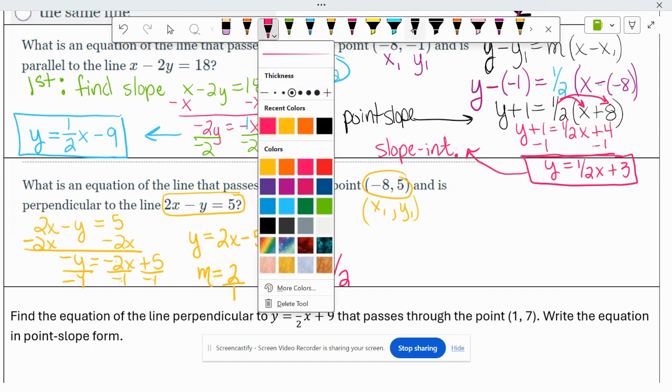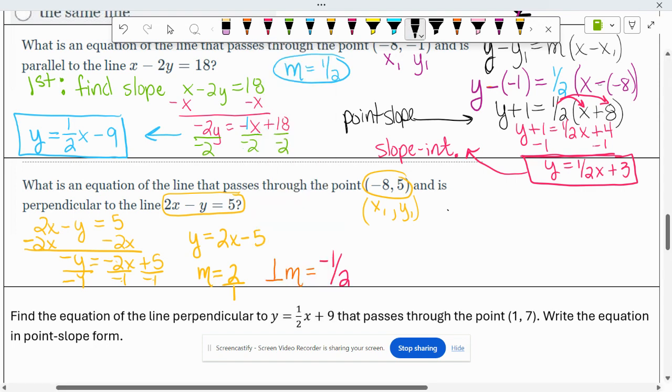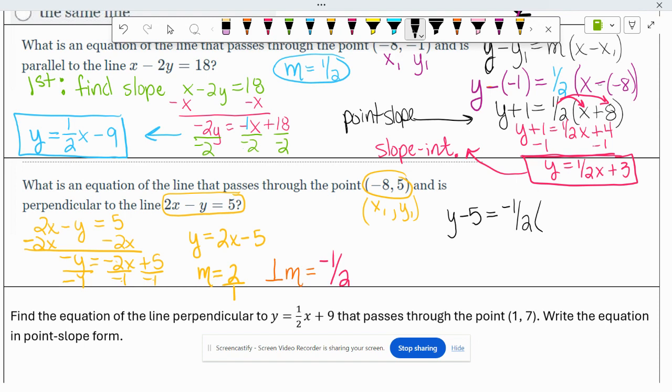So we're just going to put this one in point slope form. So y minus my y1 coordinate, which is 5, equals negative 1/2 times x minus negative 8. Minus a negative is just going to be a positive, so I'm just going to write it like that. And I'm going to leave this one in point slope form.